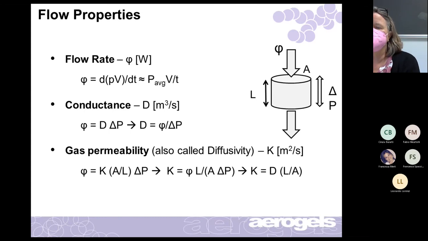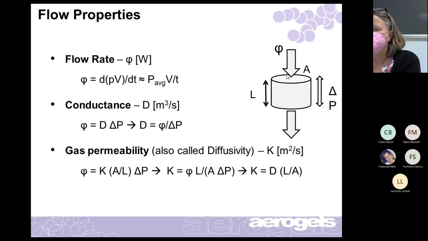So define some variables. Greek symbol phi is used to represent the flow rate, and we use it as an energy rate in watts. So that's the flow through a material. Imagine this is an aerogel sample, and I want to measure the flow through that sample. I missed one, that should be delta P next to that. If I flow something through an aerogel of face area or cross-sectional area A, and thickness L, I can measure a pressure drop across it.